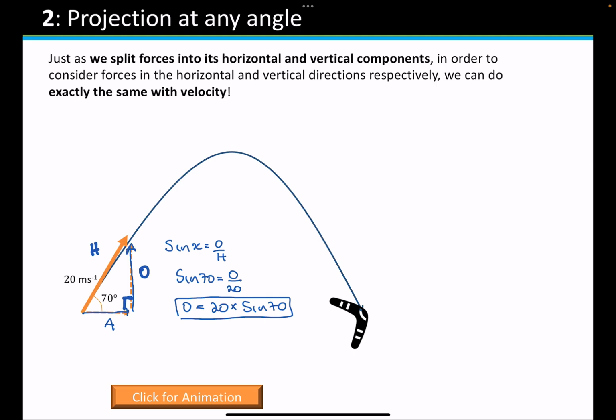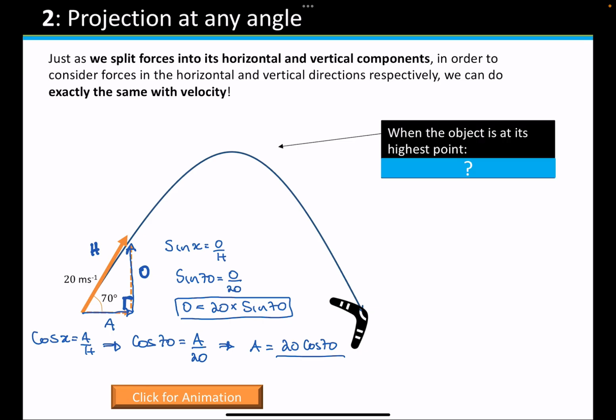And then if I find my adjacent, which is done very similarly by using cos x is equal to adjacent over hypotenuse. If you substitute the values in this case, cos 70 is equal to my adjacent over my hypotenuse, which is 20. So that adjacent becomes equivalent to 20 cos 70. And therefore we split the speed into the vertical component and the horizontal component, which is all you need to do in order to do the question. And apart from that, you can take these two components we calculated and do the question exactly the way that we did earlier.